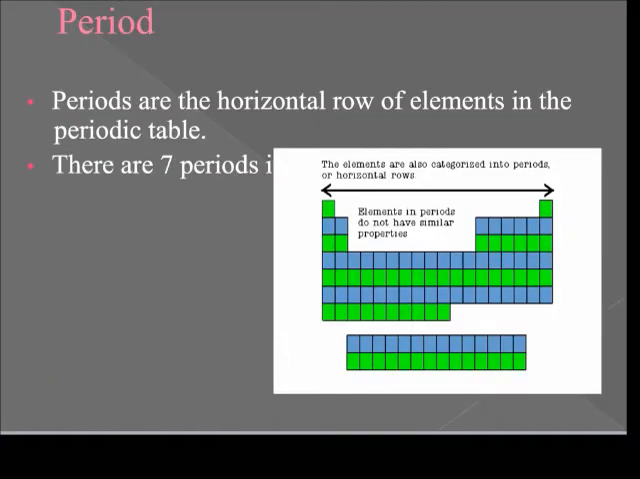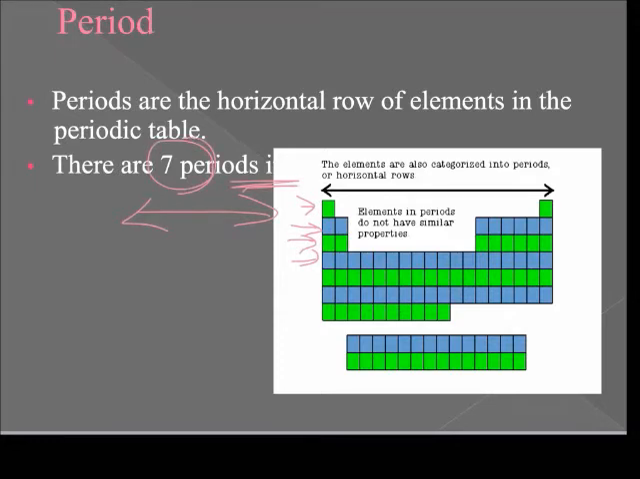The periods are the horizontal rows of elements in the periodic table. They go left and right. See the alternating colors of green and blue? Each one of those is a period. There are a total of 7 periods, though the last got cut off, in the periodic table.